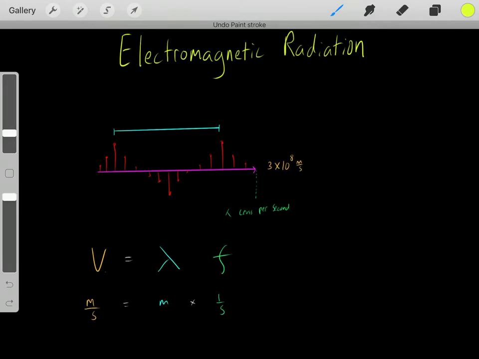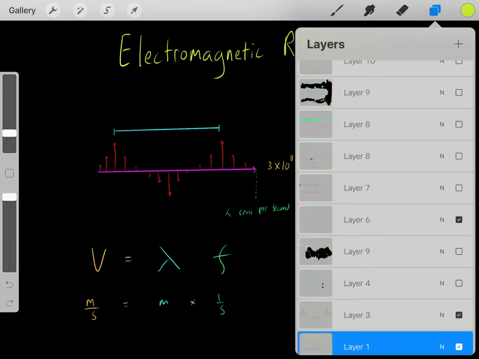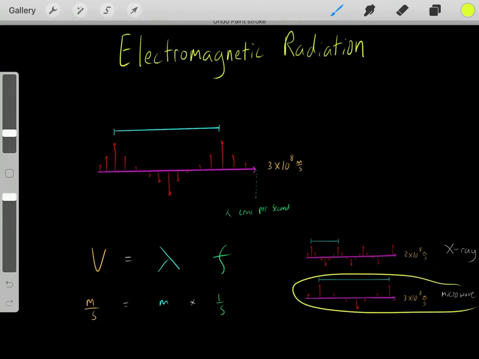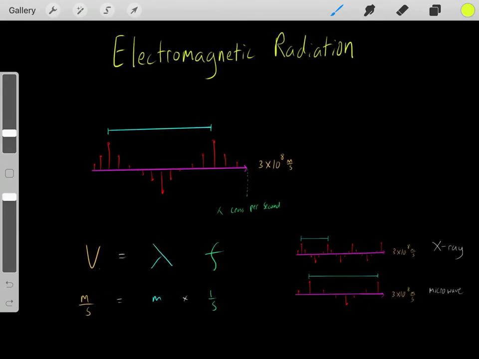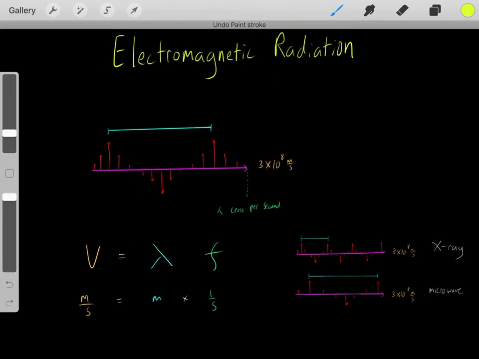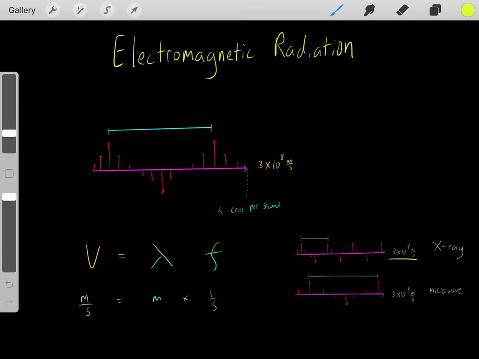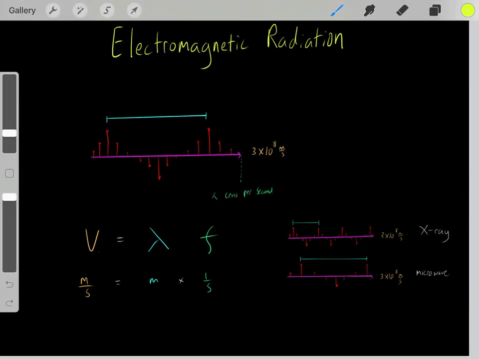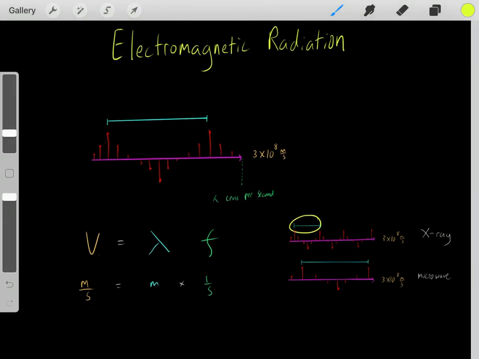Something important to realize is that this wavelength and this frequency are intimately related. But let's do an example. Let's say we have two types of electromagnetic radiation: an X-ray, and a microwave. Because they are types of electromagnetic radiation, they'll always have a velocity of 3 times 10 to the 8 meters per second, so they both have the same velocity. But let's say this X-ray has this wavelength, while this microwave has a longer wavelength. Well, we see the way this math works.